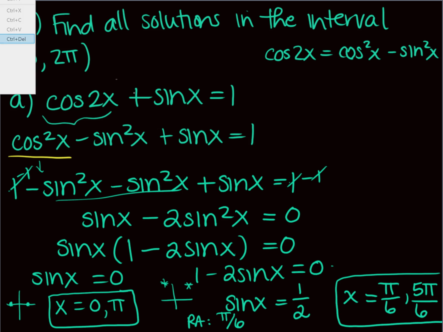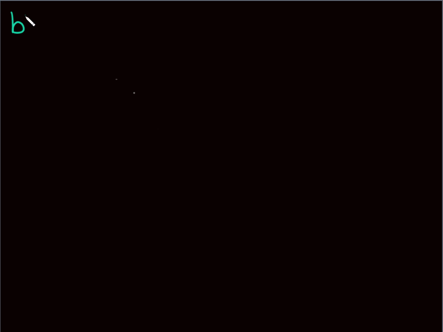I don't know, maybe one more. And then maybe that's probably good, right? So let's look at one more. I want to find all solutions again between 0 and 2 pi. And what about something like this?